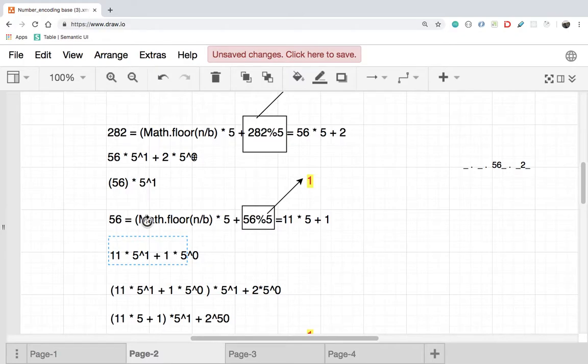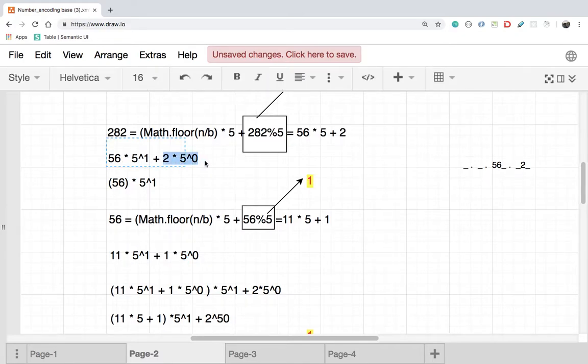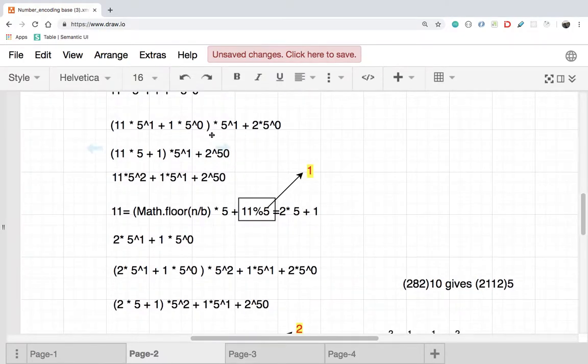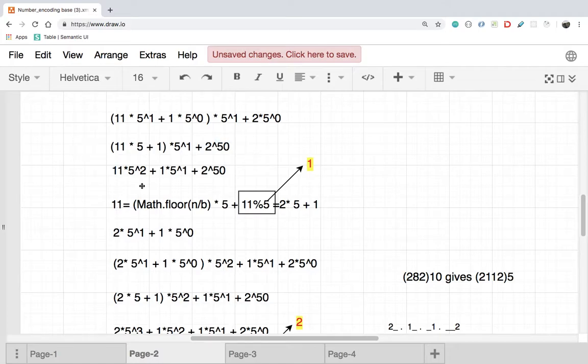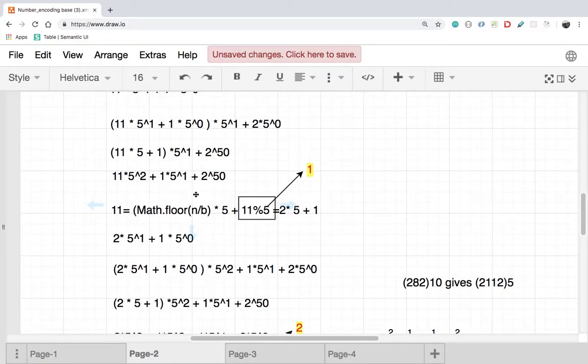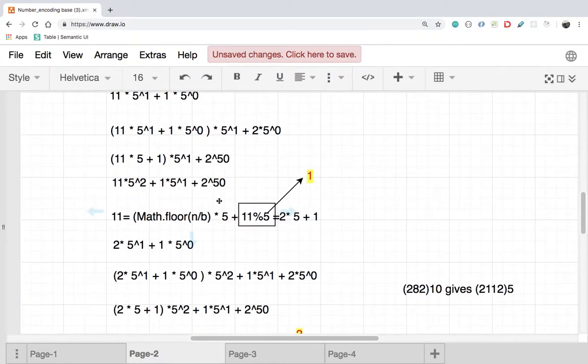This 2 times 5 power 0 is this one. Cool. Now, we can rewrite this as 11 times 5 power 2 plus 1 times 5 power 1 plus 2 times 5 power 0. That is, we are solving the equation: 11 times 5 power 2 plus 1 times 5 power 1 plus 2 times 5 power 0. Now, we have 2 in the 0th place and 1 in the 5 power 1th place, that is this one.